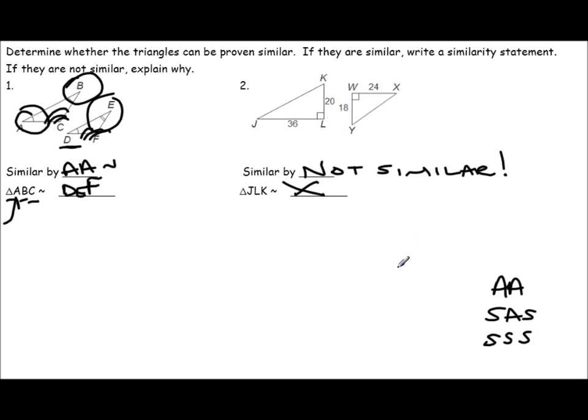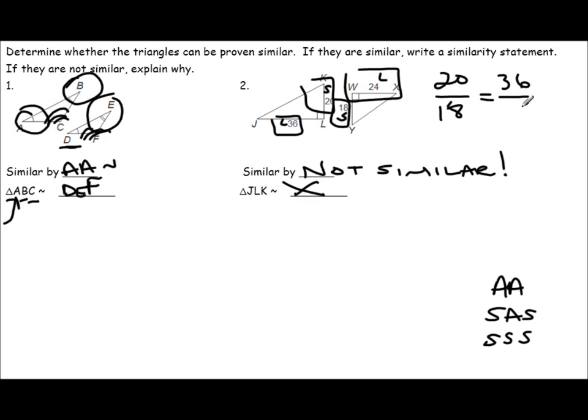And you should have gotten that these are not similar, because if we set up the ratio of the sides, let's see, this is the small side, this is the large side, this is the small side, this is the large side. So if I set up small 20 over small 18, that should equal large 36 over large 24. I type 20 divided by 18 in my calculator and I press math, enter, and I get 3/2.